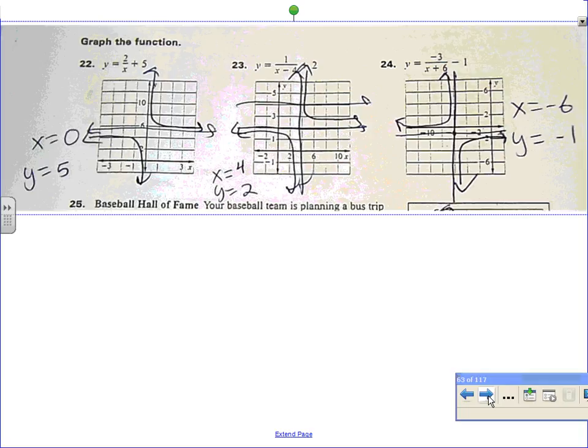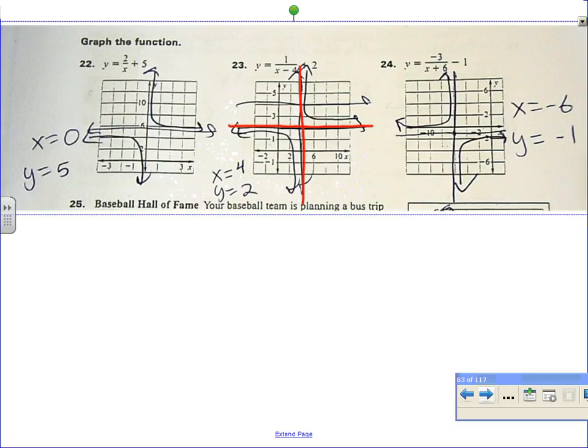Okay, 22, just look at mine for 22. Your graph should look like that. The asymptotes are x equals 0 and y equals 5. 23, also check that. There was one mistake on mine. The asymptotes are right here. X equals 4 and y equals 2. So make sure your graph looks like mine. Positive inverse function. 24, the asymptotes are x equals -6 and y equals -1.